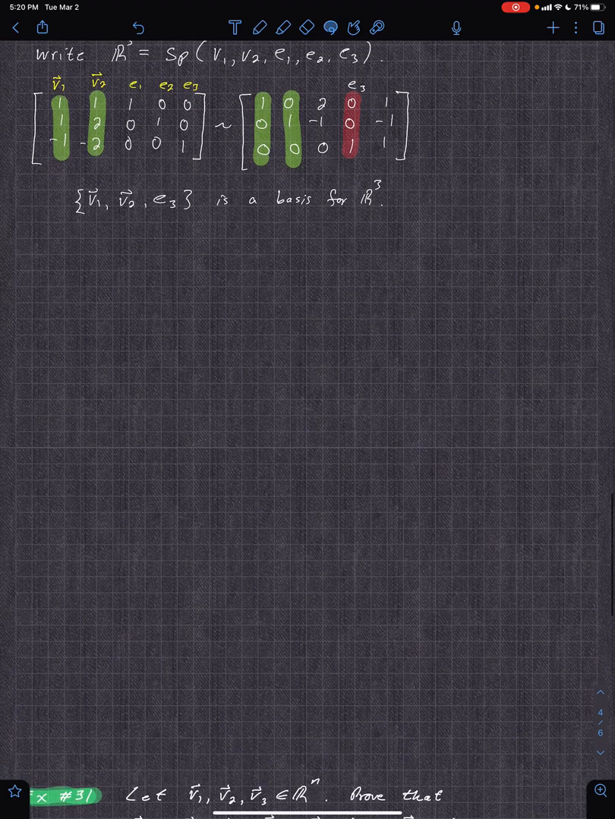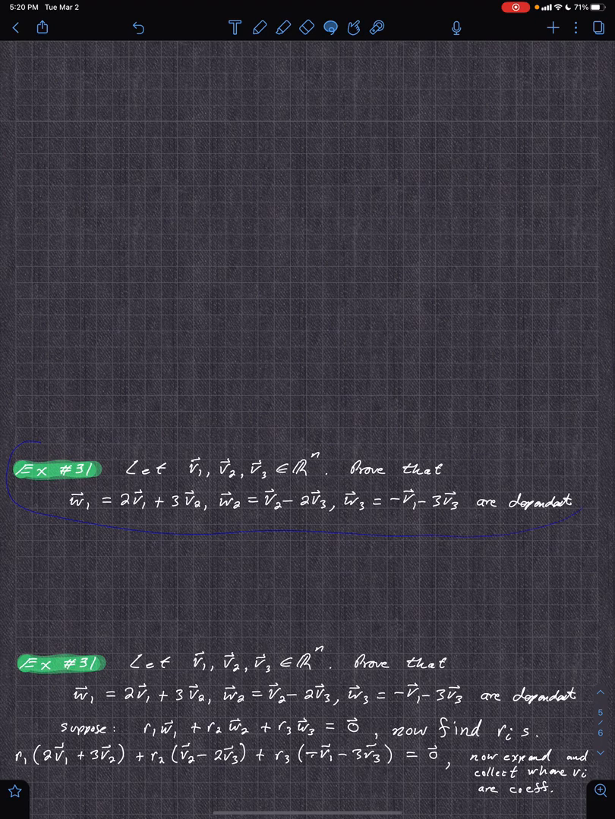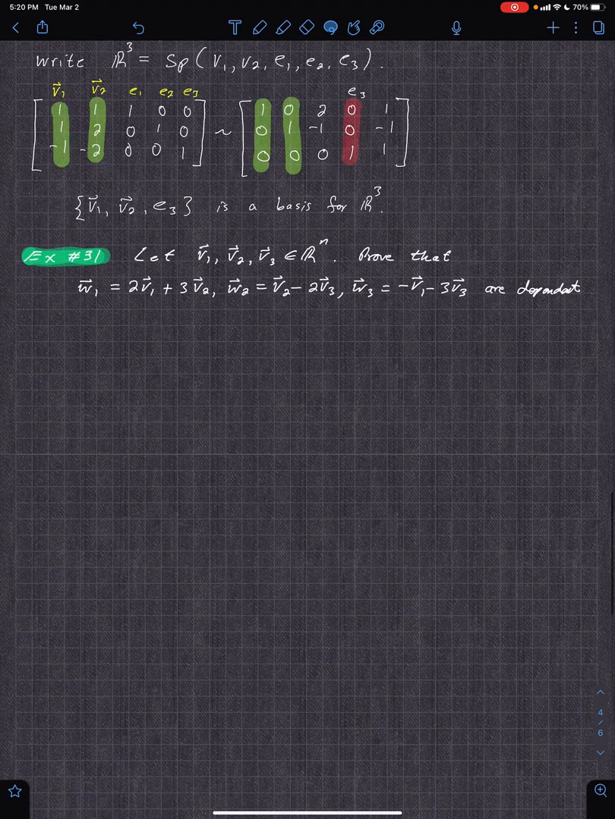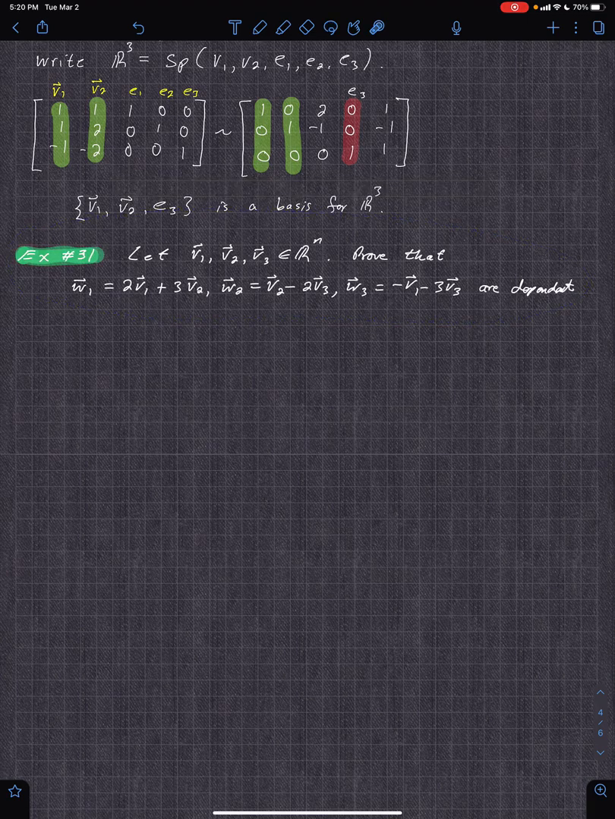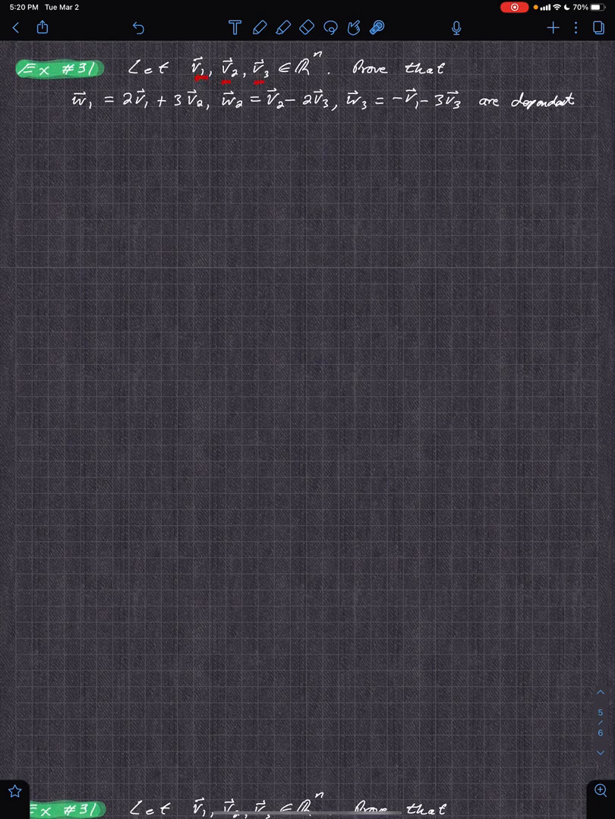Next example. I have it copied down here. Let's take a look at this one. So in this example, let V1, V2, V3 be in Rn. Prove that W1 equal to this, W2 equal to this, and W3 equal to this are dependent. So basically, notice that this is not any specific dimension. I'm saying it's an Rn, and these three vectors are here. But then I'm creating these three other vectors, which, of course, are linear combinations of those other vectors. So now we're going to show that those are dependent.